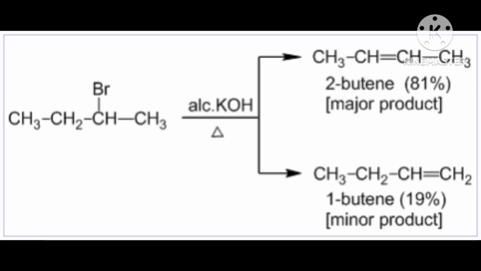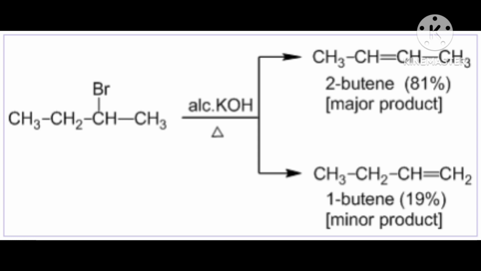Dehydrohalogenation. De means leaving. Dehydrohalogenation reaction, because it is hydrohalogen I am talking about, not only halogen. Hydrohalogens are HCl, HBr, HI, that way. That is called dehydrohalogenation. Only the halogen is different, Cl, Br, I, but the leaving group is HCl, HBr, HI. That's why it is called dehydrohalogenation.